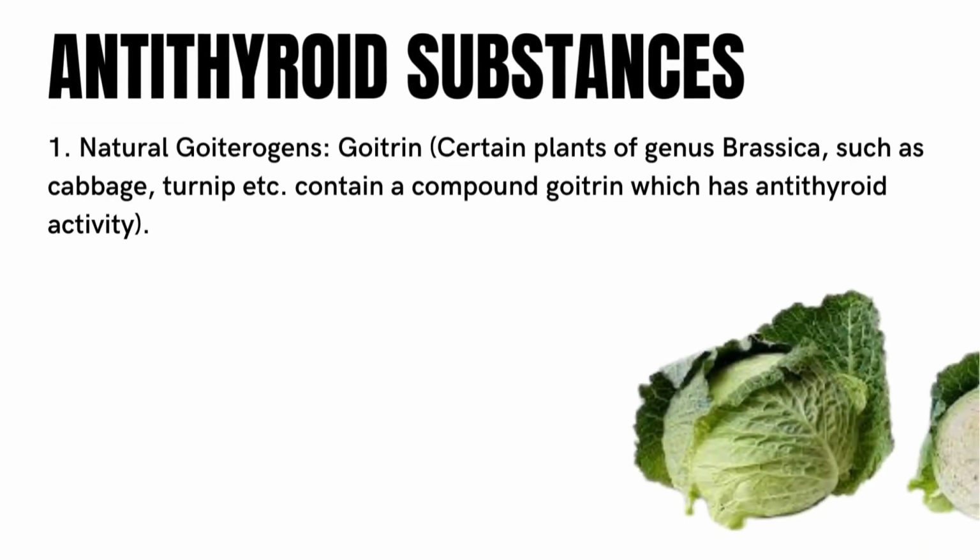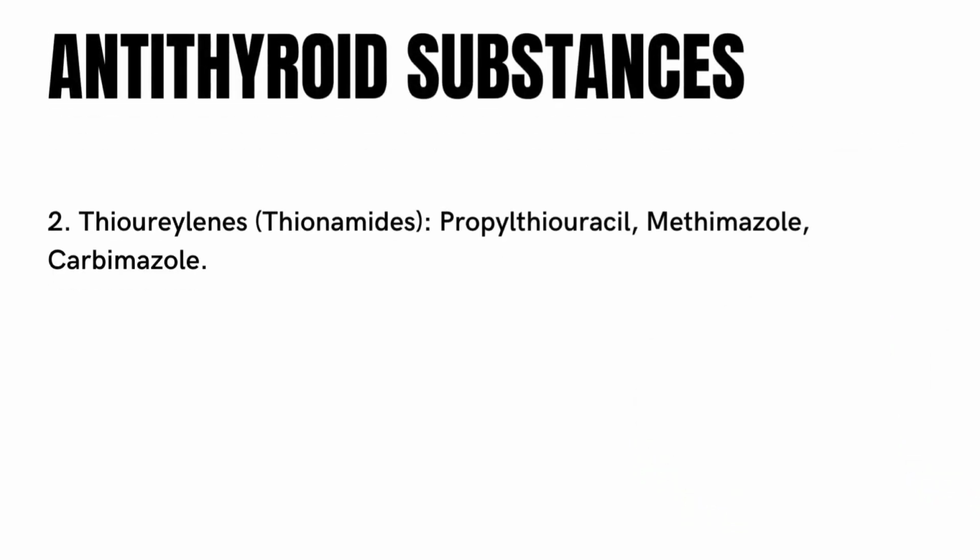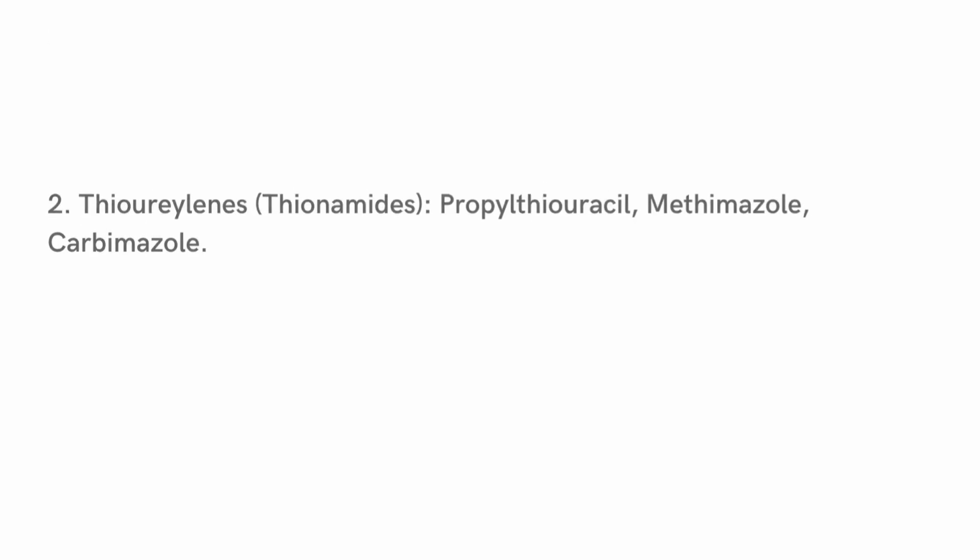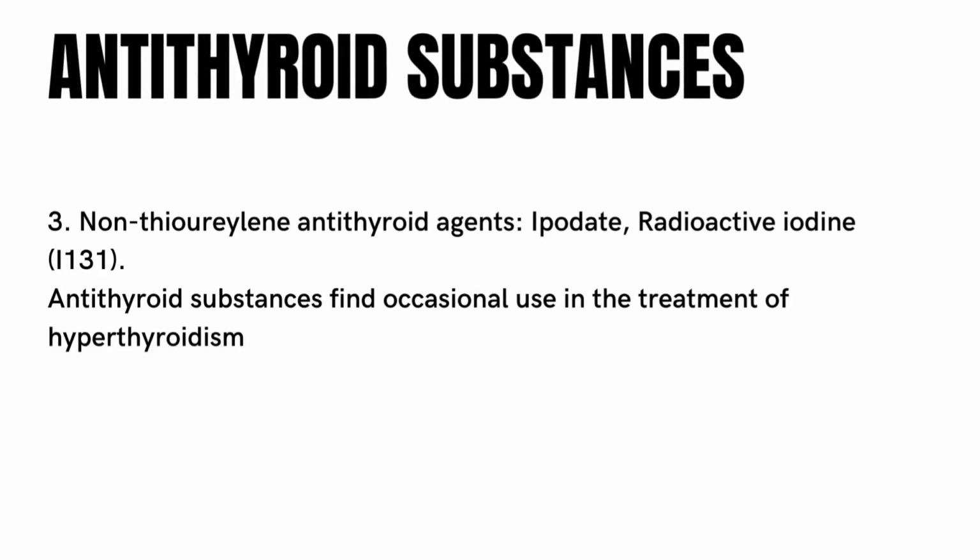Anti-thyroid substances. First, natural goitrogens, goitrin. Second, thioureylenes. Third, non-thioureylene antithyroid agents: iodide, ipodate, radioactive iodine. Antithyroid substances find occasional use in the treatment of hyperthyroidism.